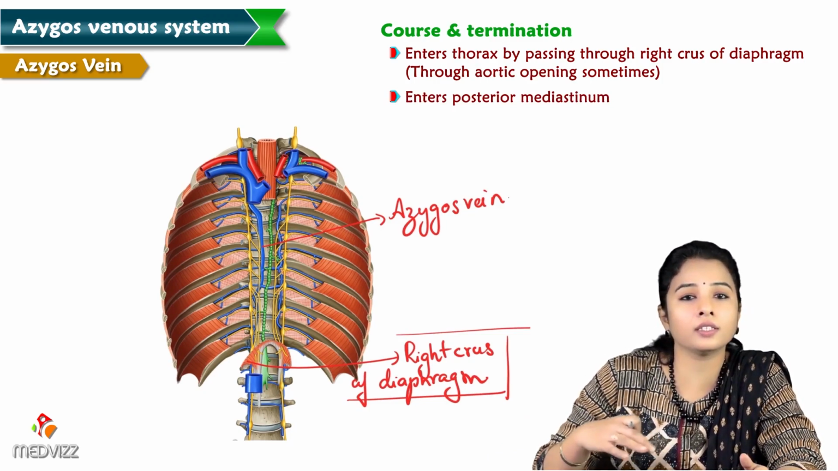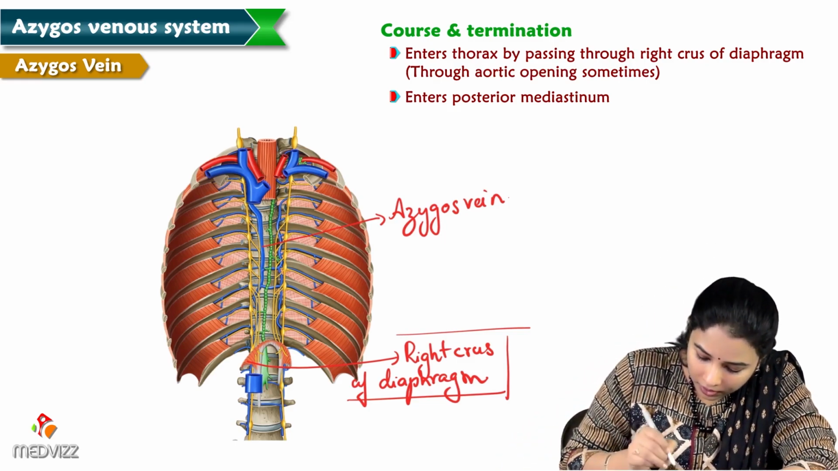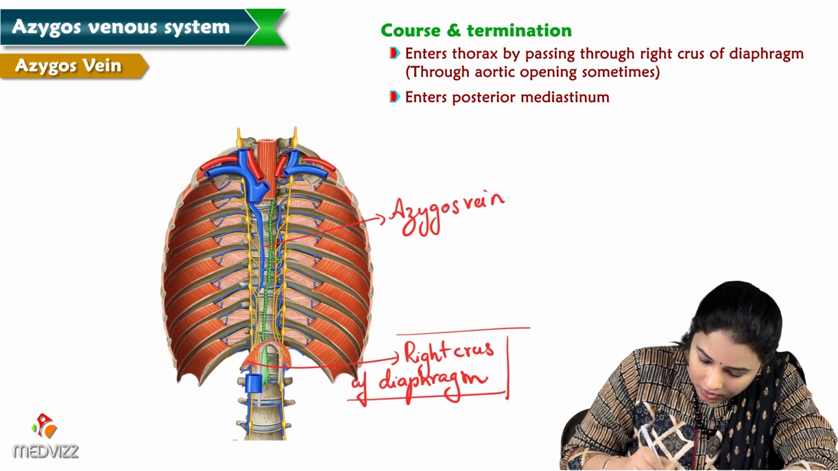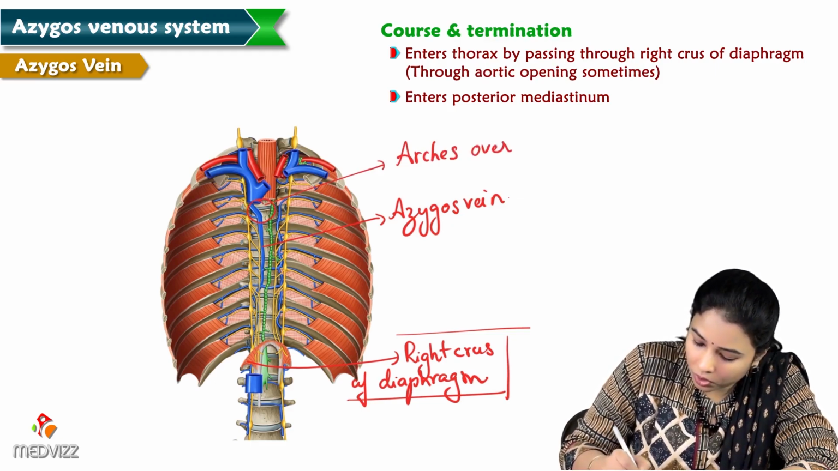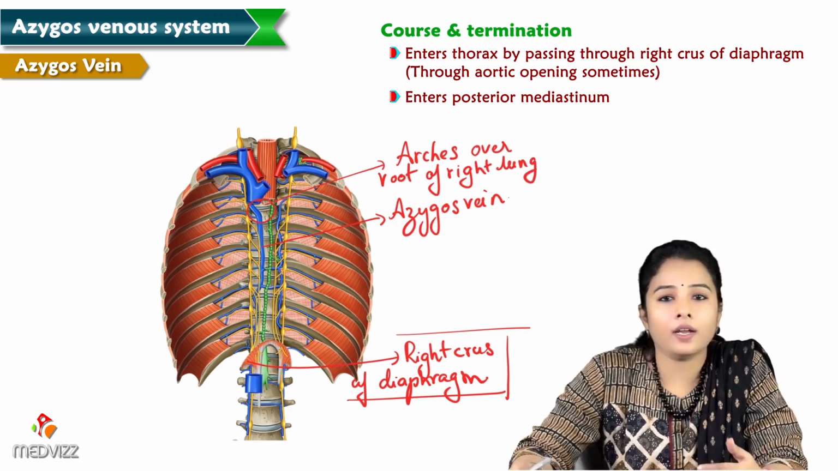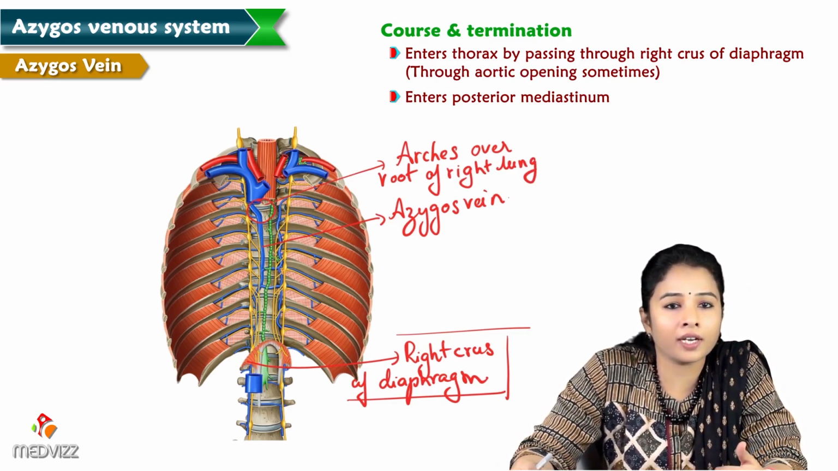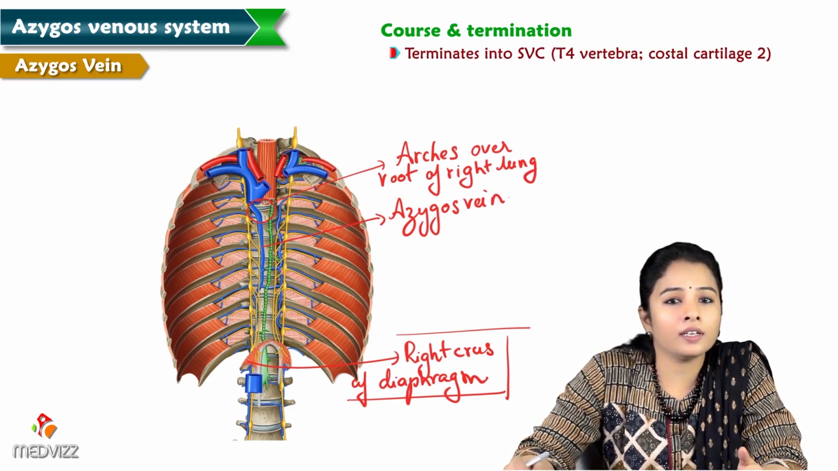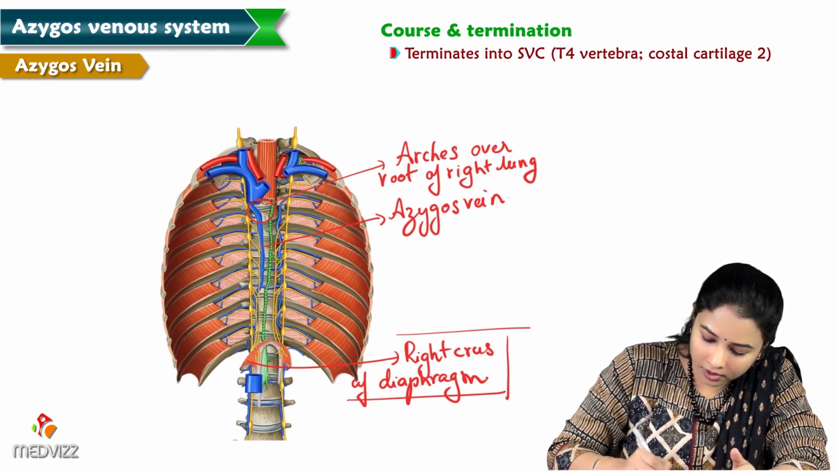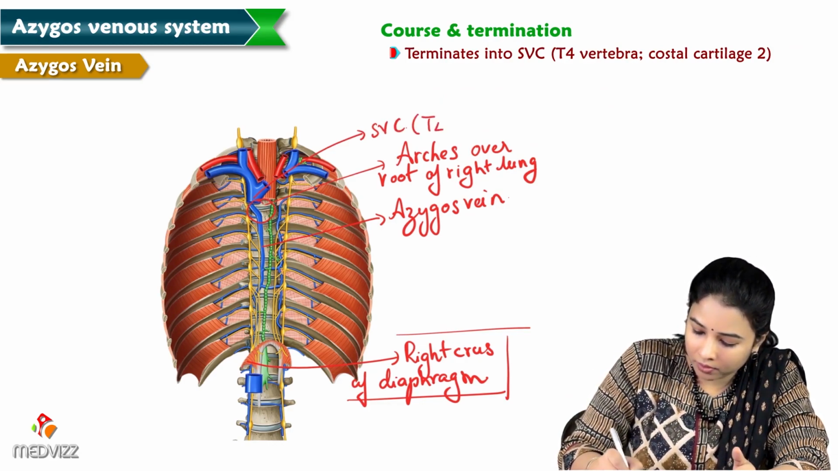So what you are seeing here is the posterior mediastinum, and it arches over the root of the lung. So here is the arch, though the arch is not seen clearly. It arches over the root of right lung. And after arching over the root of the right lung, that is above the hilum of the right lung, it empties, that is, it terminates into the superior vena cava at the level of T4. So here it terminates, this is superior vena cava at the level of T4.